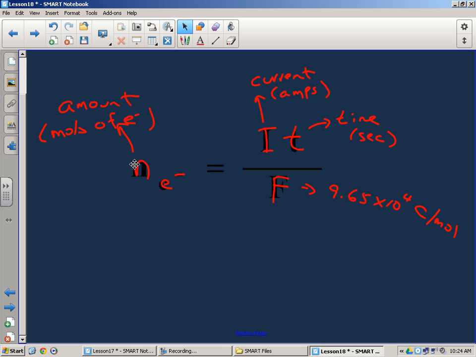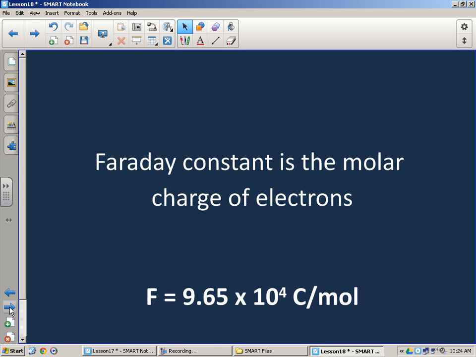So that's the formula we're going to use to relate the amount of electrons that flow through this circuit, this voltaic cell or electrolytic cell, at any given time. The Faraday constant is the molar charge of electrons, once again 9.65 times 10 to the 4 coulombs per mole.